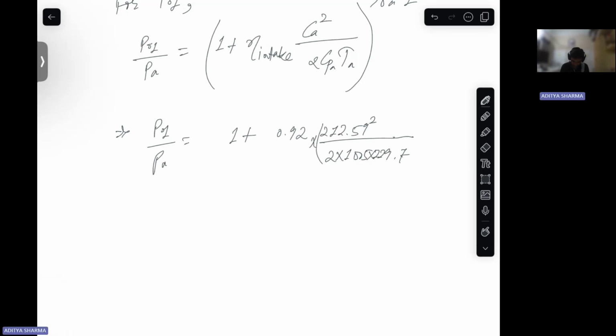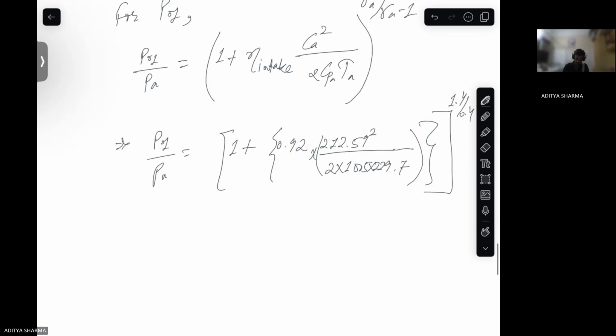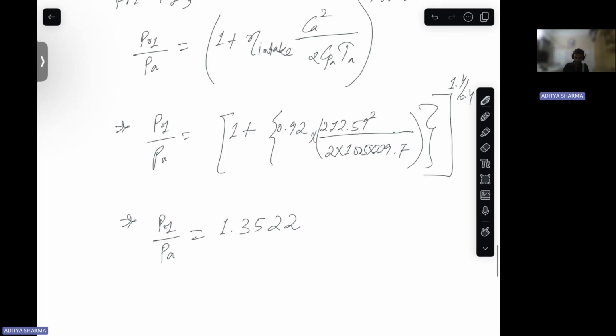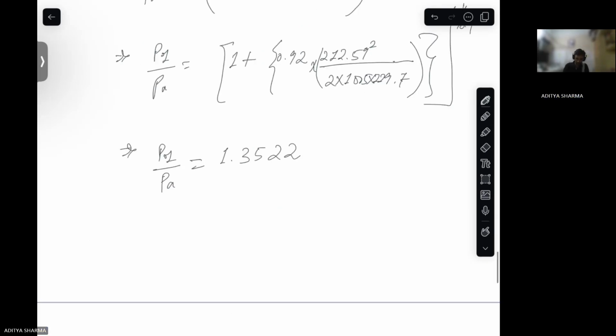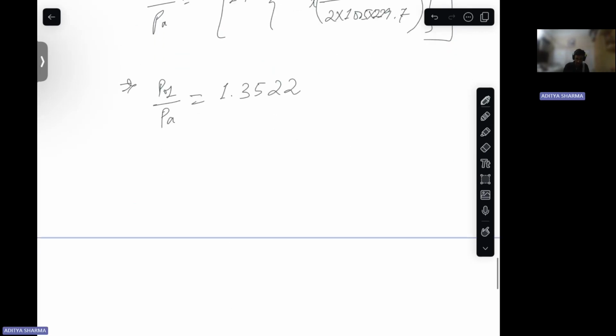So this is this, this is this, this is this. The whole is 1.4 by 0.4. Now this implies P naught 1 by PA is equal to this. So if you work this out, I have calculated this to be this much. If there is some mistake in the calculation, please write in the comment box.